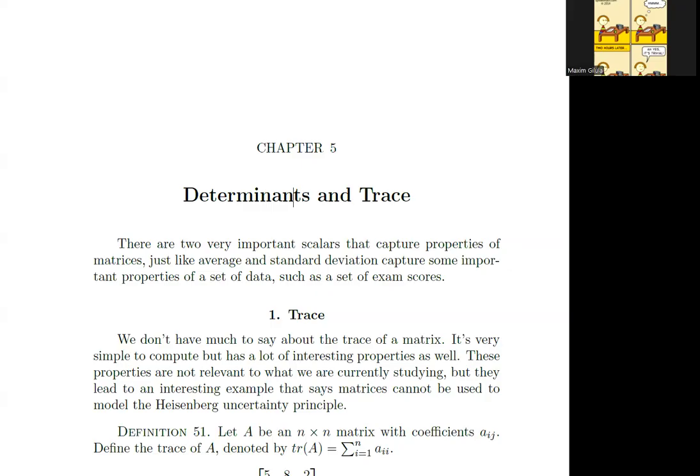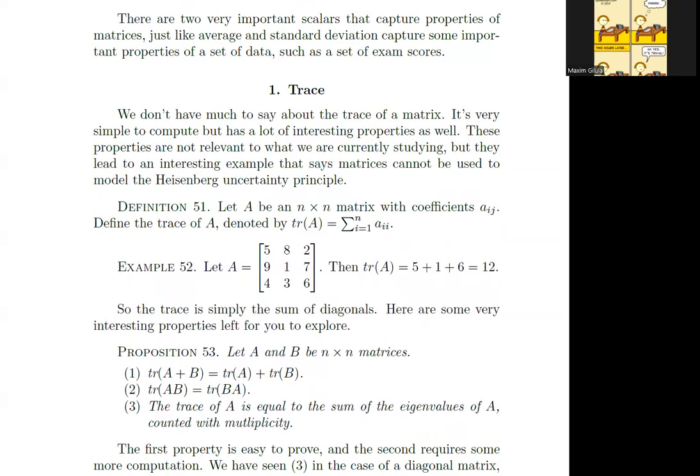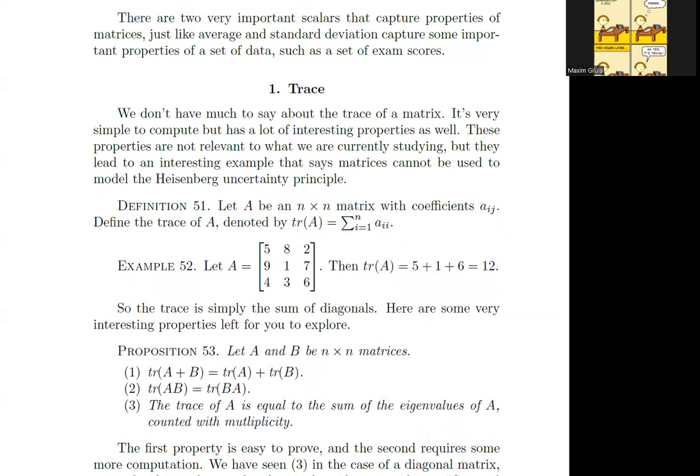So trace is very simple, so we'll talk about that first, and then we'll spend the rest of the time talking about the determinant. So it's very simple to compute. We won't get into all of its interesting properties, but there is an application to the Heisenberg uncertainty principle, that matrices can't model this physical effect.